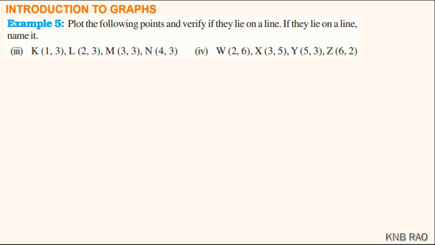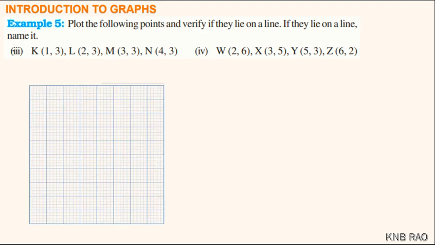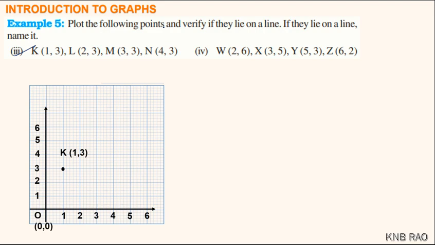Next, coming to question number 3. I need to show points K, L, M, N. So for that I have taken a graph sheet and plotted the points. First K 1 comma 3, L 2 comma 3, M 3 comma 3, N 4 comma 3. Now you could see all points lying on the same line. So I'll answer first yes, and their name will be either line KM or line KL. Choice is yours. You can name it in so many ways.